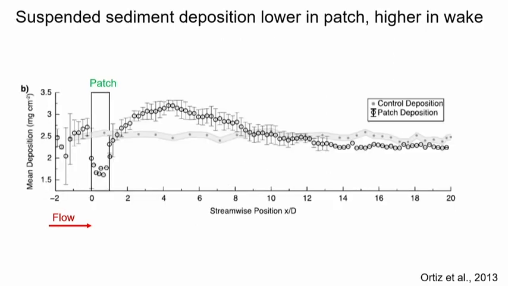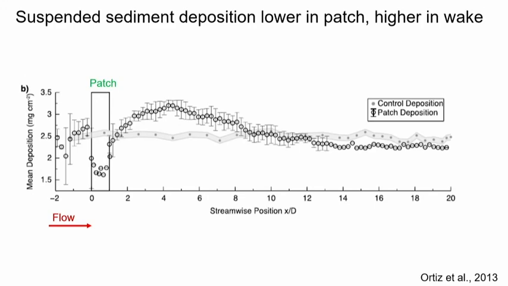So to figure out what that would do to deposition, they measured suspended sediment deposition around this patch, shown by the open circles, compared to a control amount of deposition in gray. And we see there's lower deposition in the patch than there is everywhere else. We have a lot of deposition downstream. So in this case, if we're having competing effects of velocity and turbulence, turbulence is in a way winning out, and we're having lower amounts of deposition than what we would otherwise expect in a patch.